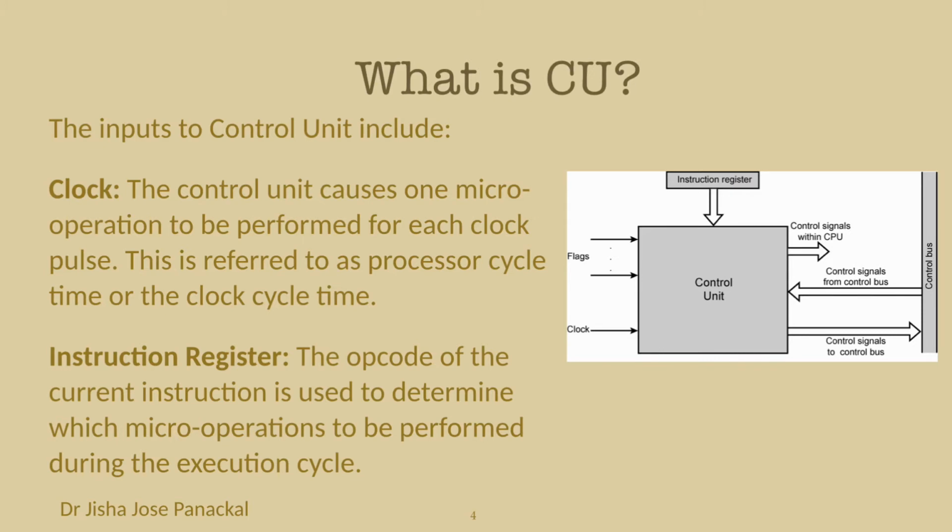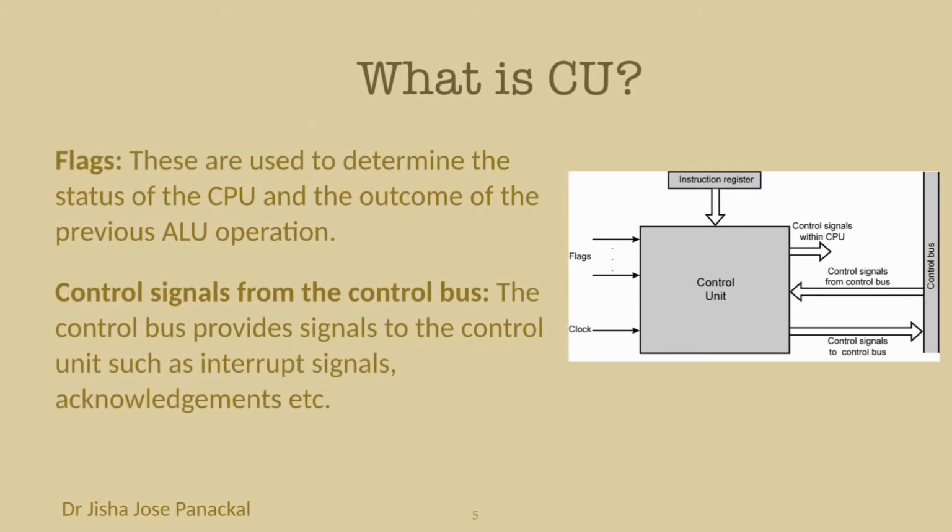And the next one is the instruction register. The opcode of the current instruction is used to determine which operation is to be performed during the execution cycle. So it will be informed to the control unit. Another input signal is through the flags. These are used to determine the status of the CPU and the outcome of the previous ALU operation.